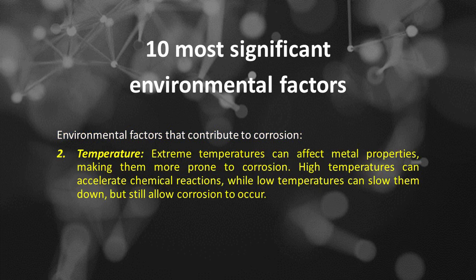Number 2 is called temperature. Extreme temperatures can affect metal properties, making them more prone to corrosion. High temperatures can accelerate chemical reactions, while low temperatures can slow them down, but still allow corrosion to occur.